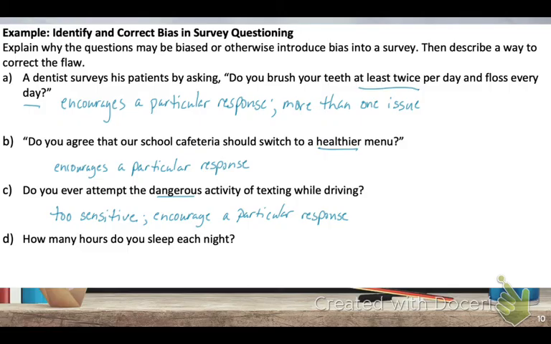And then D, how many hours do you sleep each night? I cannot think of a reason why that would make me answer anything in particular. So this question appears to not be biased. All right, that concludes our notes on our topic of experimental design.